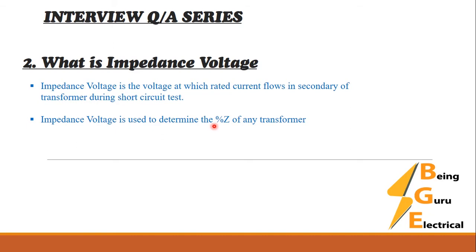Percentage impedance is also mentioned on the nameplate of a transformer, but this is cross-checked at the type test during the short circuit test. This percentage impedance is verified at the laboratory before going to commissioning and installation.